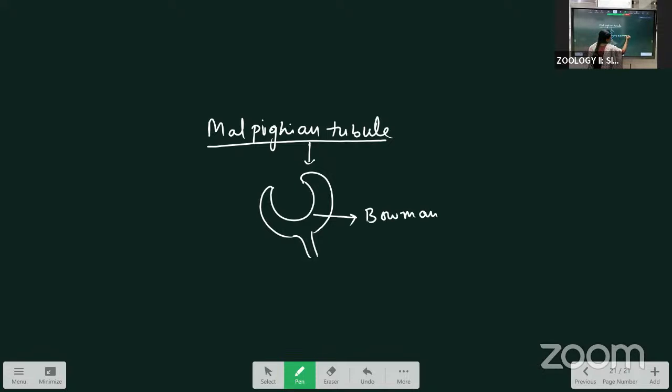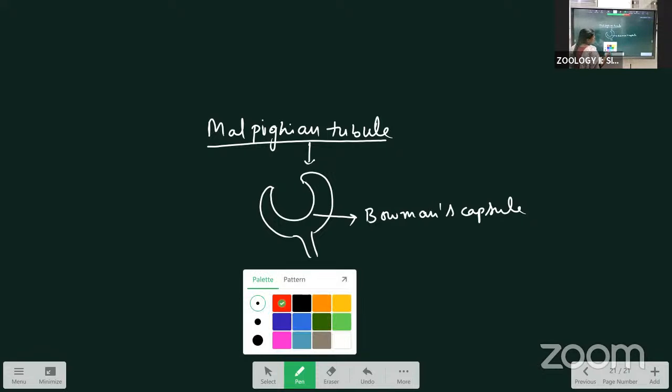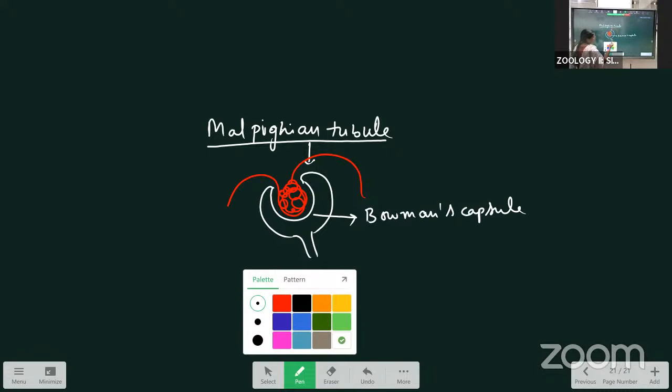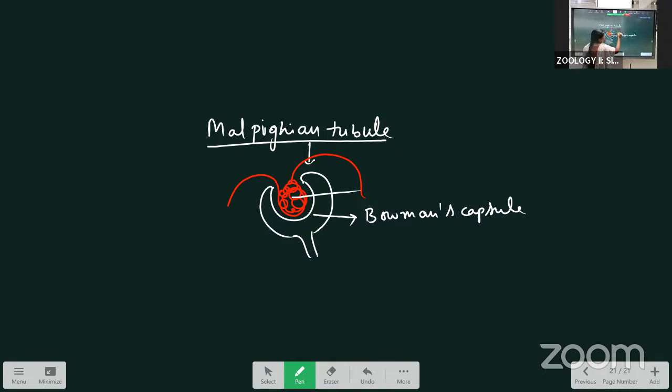Bowman's capsule is a double-layered, cup-like structure. Next, inside of that, blood vessels enter. These blood vessels are called the afferent and efferent blood vessels. These blood vessels join and form a structure that we call a glomerulus.